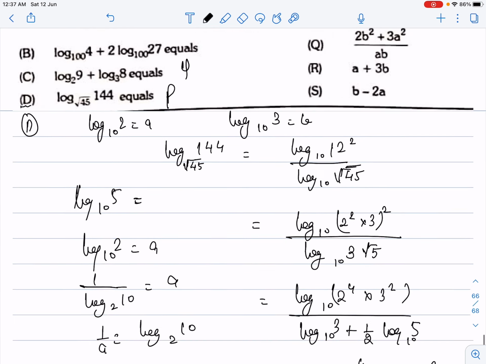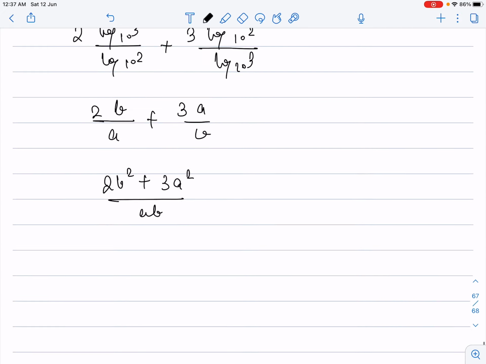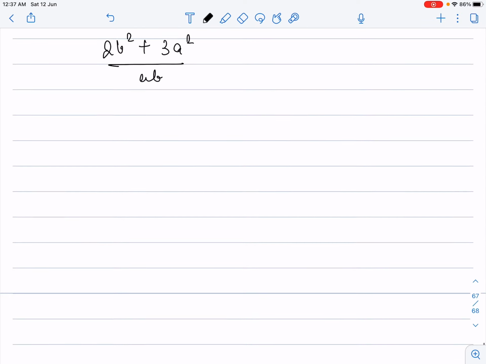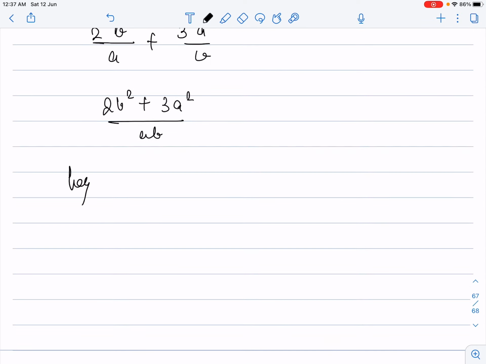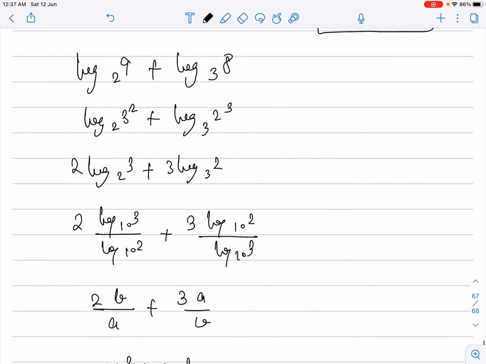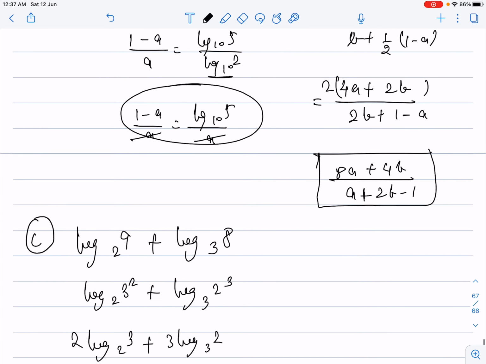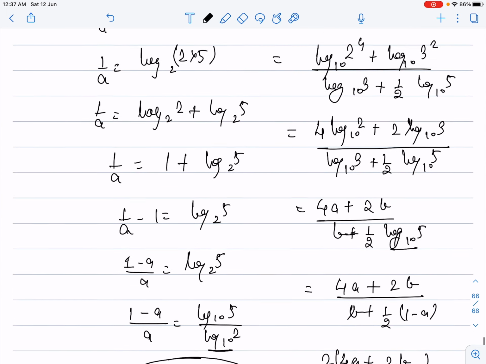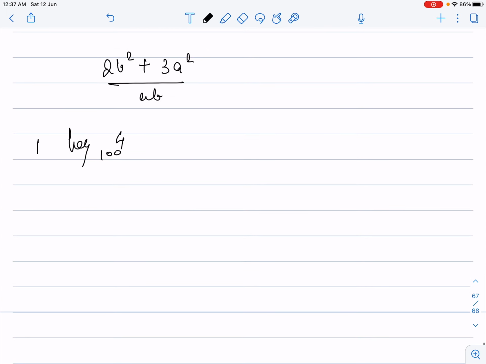Log 4 base 100 plus twice log 27 base 100. What is the next part given to us? Log of 4 base 100. Let me write it over here. So guys, this was part C I have solved over here. That was part D I had solved over there. Now part B I am solving it over here. Log of 4 base 100 plus 2 times log of 27 base 100 is given to us.